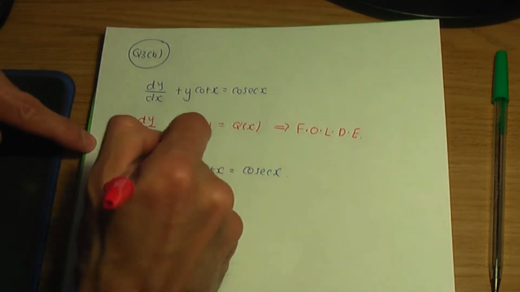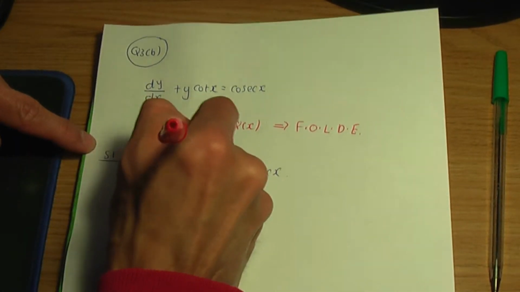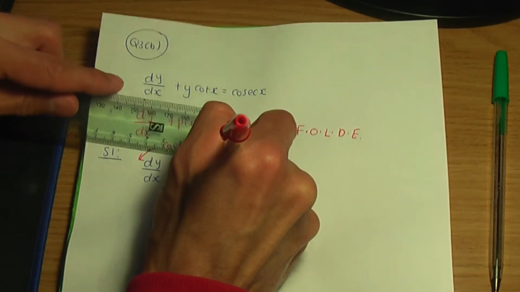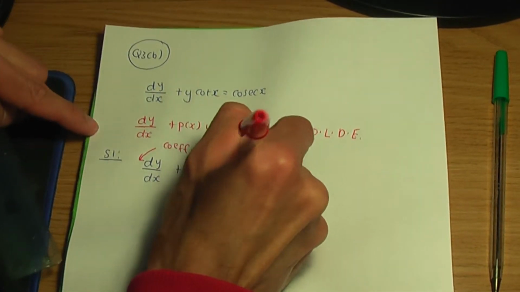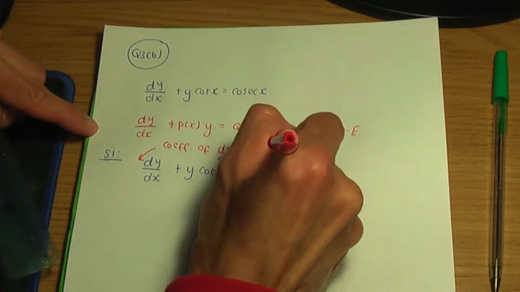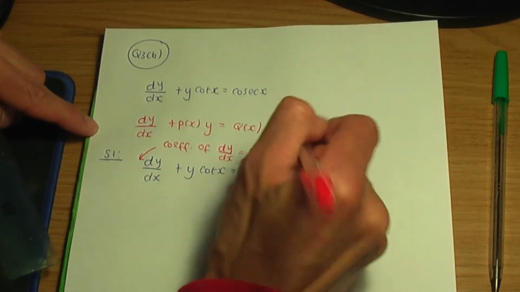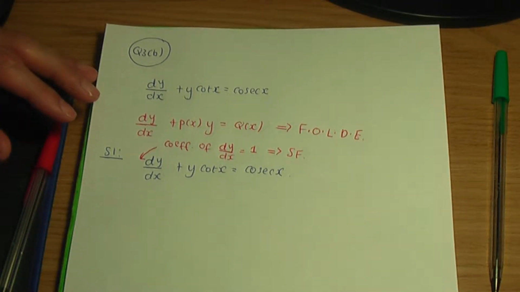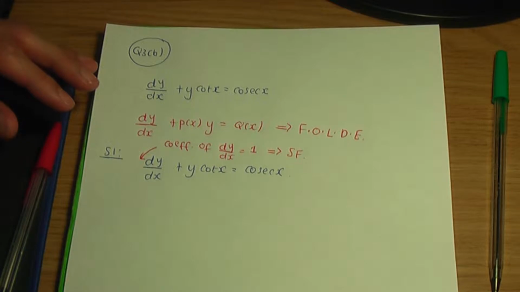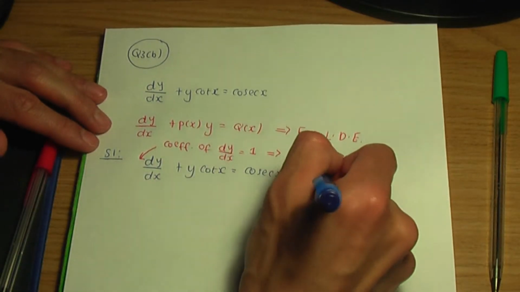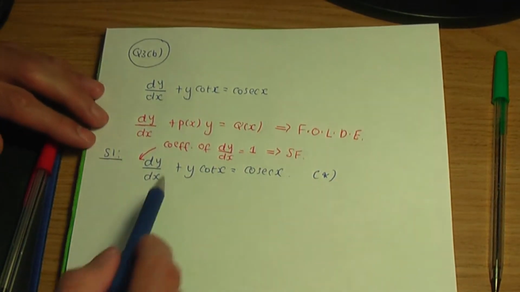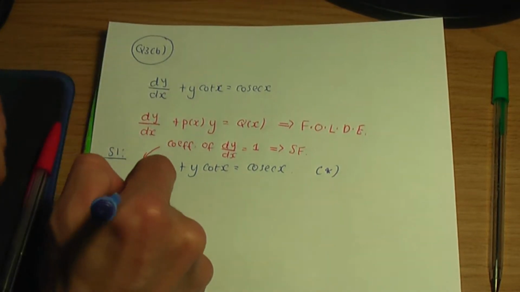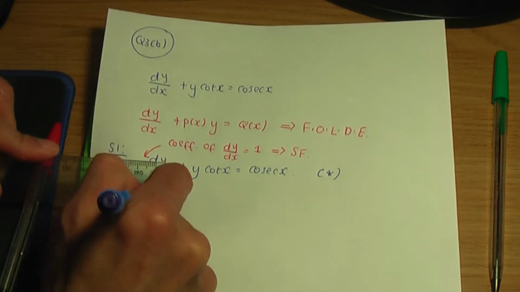So let me make a note in red. Coefficient of dy over dx is equal to 1, so that implies SF. SF means standard form. Whenever I do questions of this type, I like to name my standard form equations, so I'm going to name this star. Star is the equation which is in standard form. Now, this nicely takes us to step number 2.